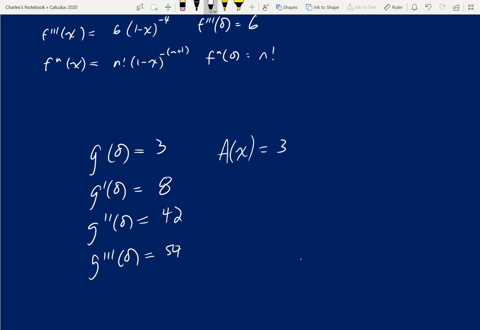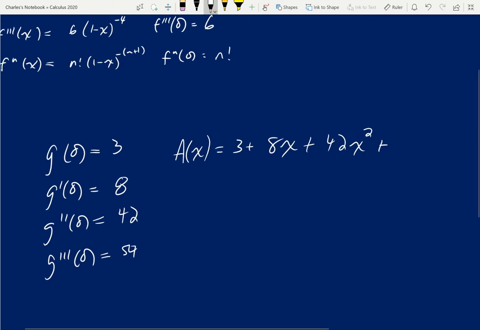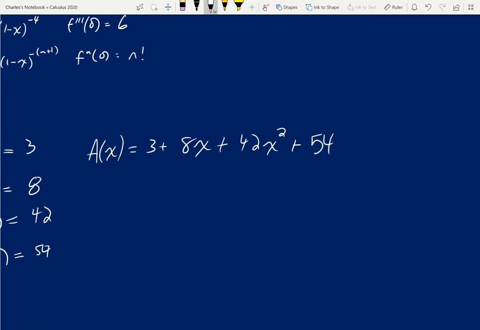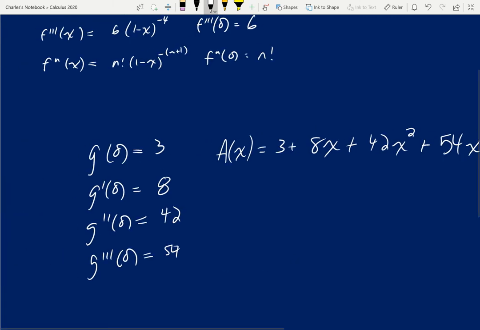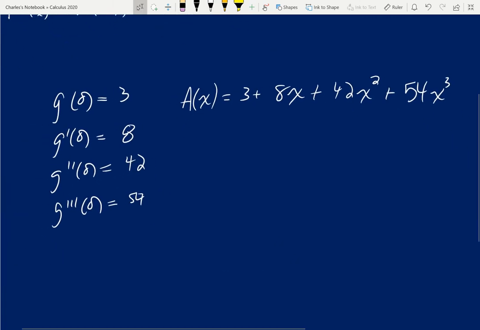Well, you might think it's going to be 3 plus 8x plus 42x squared plus 54x cubed. And you might think that, and then you might think, well, let me just test it to make sure that that's right.